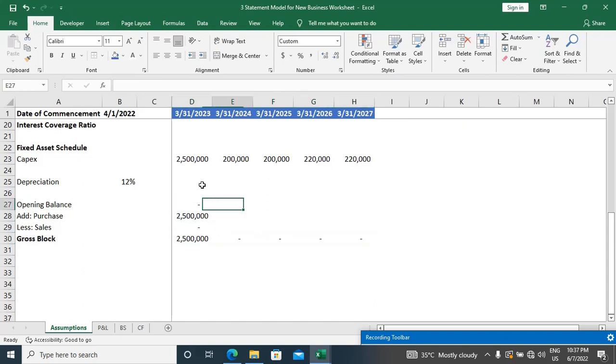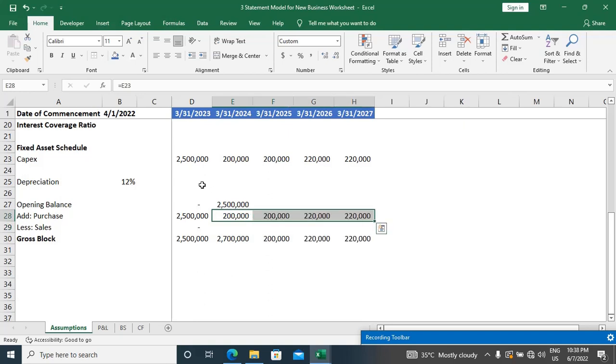Then opening balance for the next year is going to be equal to this, this is going to be our opening balance. Press enter. Now add purchases. Did we have any purchases made in this year? Definitely there was. So we can just link it to this new capex, and we can simply copy it, pressing Ctrl R.